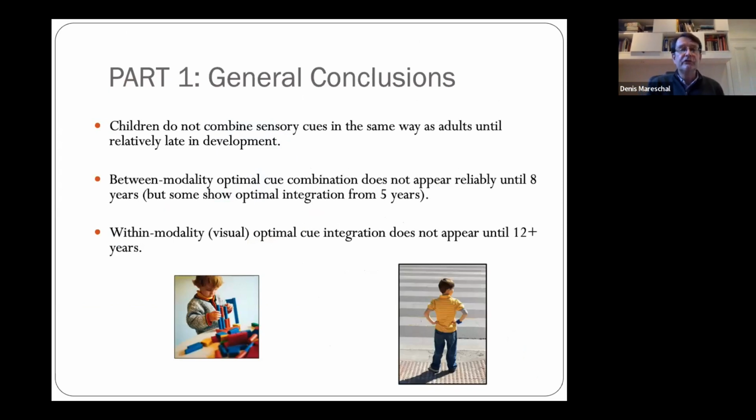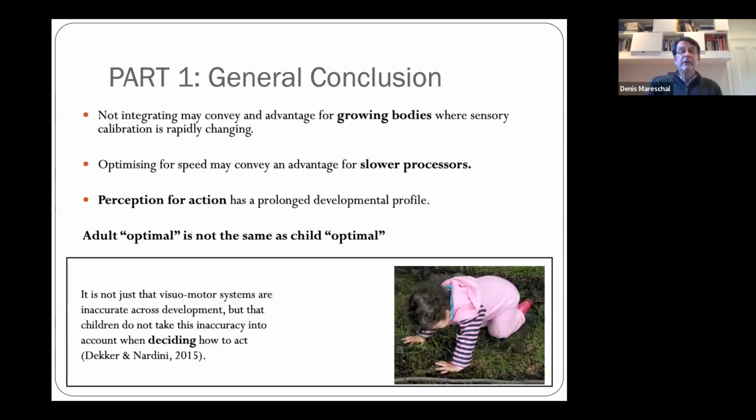Okay, so general conclusions from this part. Children do not combine sensory information in the same way as adults until relatively late. Between-modality cue combination arrives around 8, at least in our studies, and within modality even as late as 12. So a key suggestion to take from this is that not combining the information optimally may convey advantages for growing bodies where sensory calibration is rapidly changing. Optimizing for speed, something that adults are not optimizing for, may convey an advantage for slower processors, and perception for action, the perception that is the basis for acting in the world, has a very prolonged developmental profile.